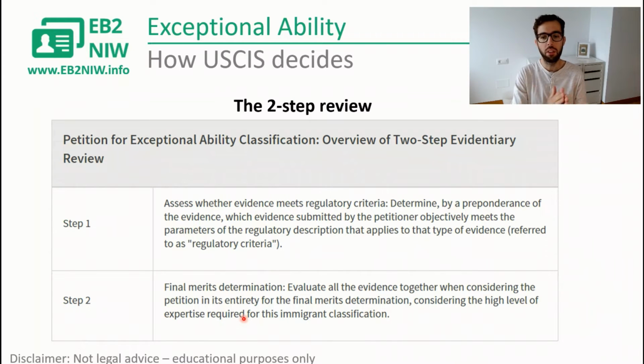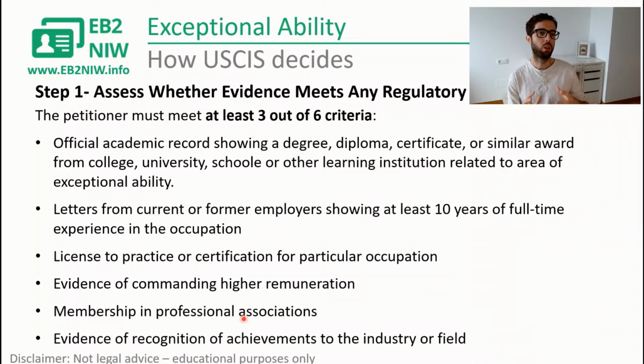The USCIS officer looks at all your evidence and decides if your evidence as a whole, not piece by piece, but as a whole, the quality of your evidence really puts you at the level of an exceptional ability person. So let's look at both steps. Step number 1 is the one that talks really about the type of evidence that you may want to include. You have to meet at least 3 of the 6 criteria that are shown in this slide.